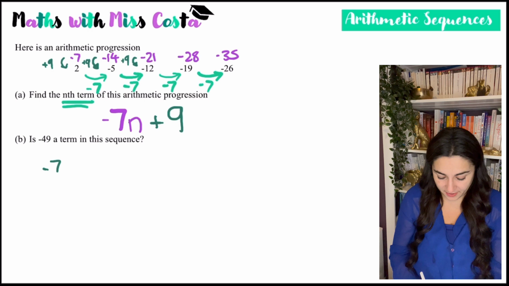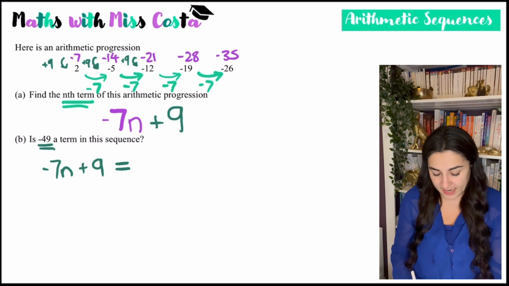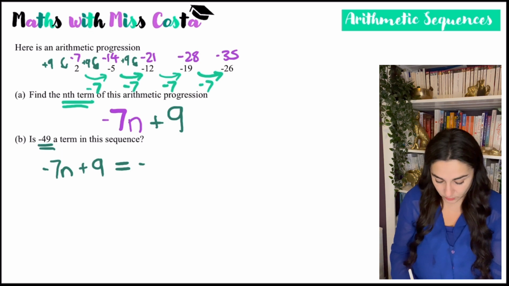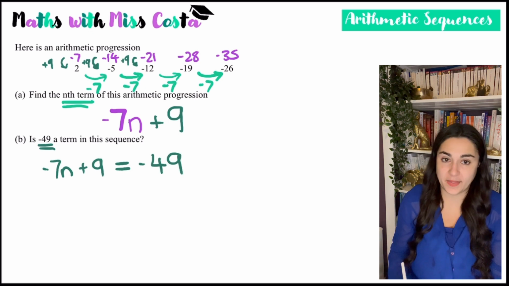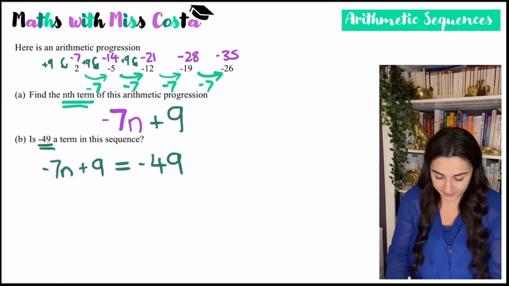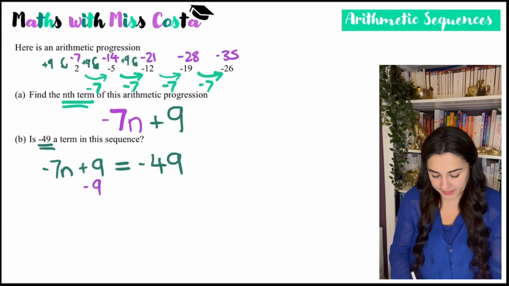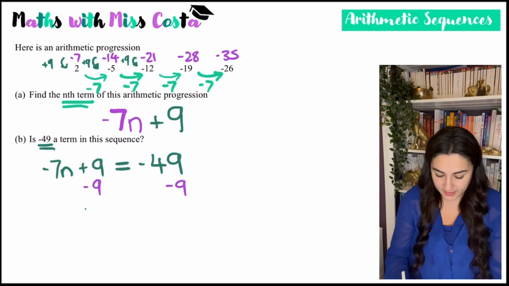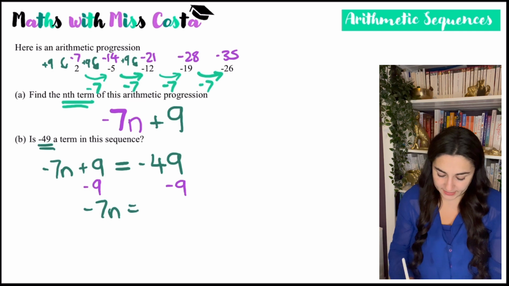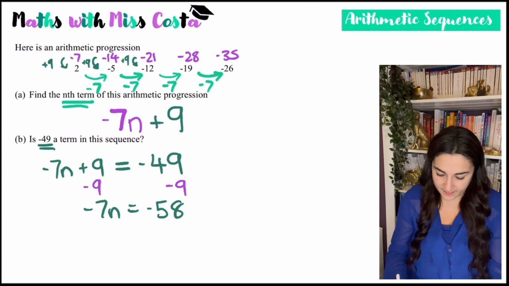If that's the nth term, I'm being asked if -49 is a term in the sequence. So what I can do is make my nth term, the rule of the sequence, equal to that term. And if it is a term, then it will solve to form a whole number. So let's solve this equation by subtracting 9 from both sides, just solving it like any old algebraic equation. That would be -7n equals -49 take 9, which would be -58. And then divide both sides by -7.